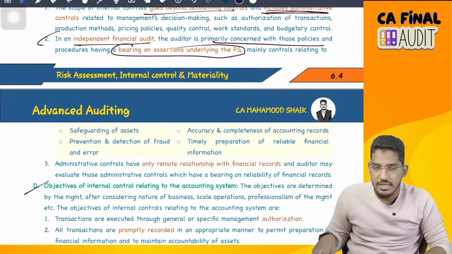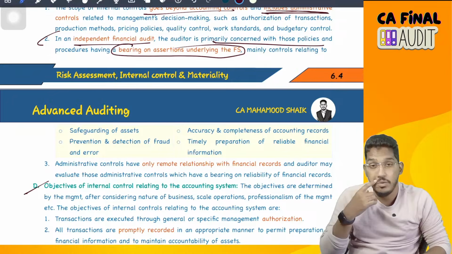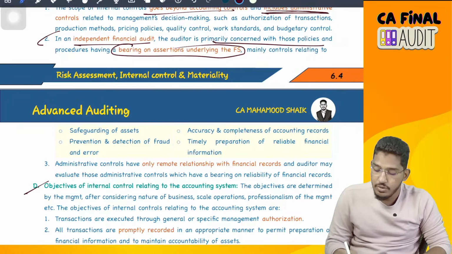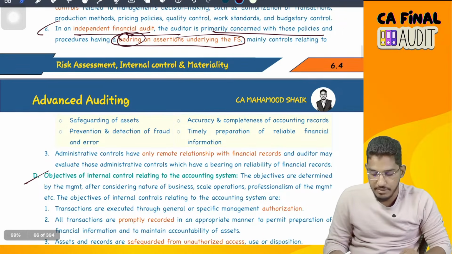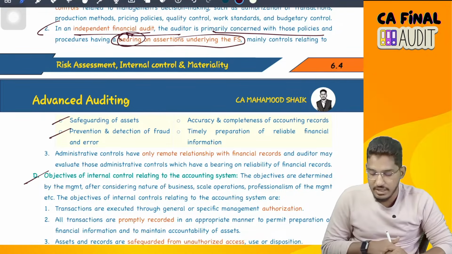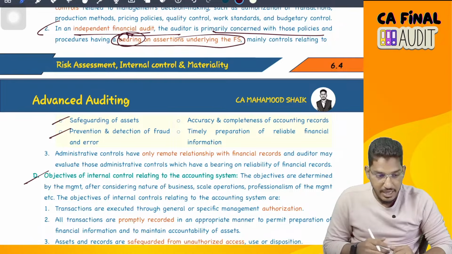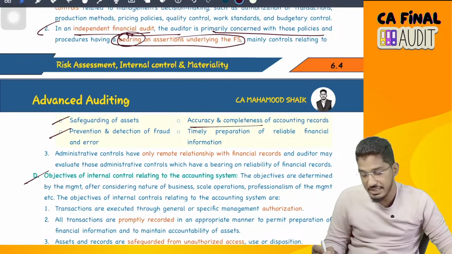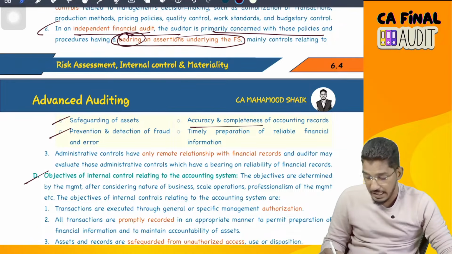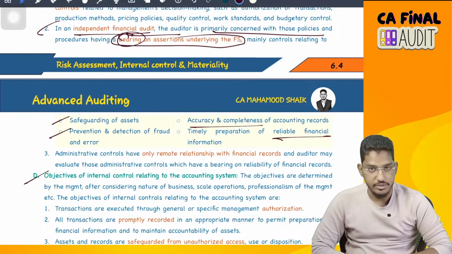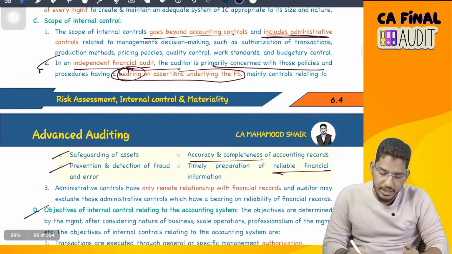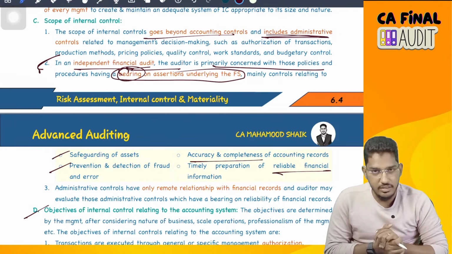If you are doing an audit, many internal controls will be there, but you will not be associated with every internal control. You will only be concerned with those internal controls which have a relationship, a bearing on assertions on items of the financial statements, like those relating to safeguarding of the assets, prevention and detection of fraud and errors, accuracy and completeness of the financial information and accounting records, and those responsible for timely and reliable financial information. As an auditor doing an independent audit, we are mainly concerned with these internal controls only.